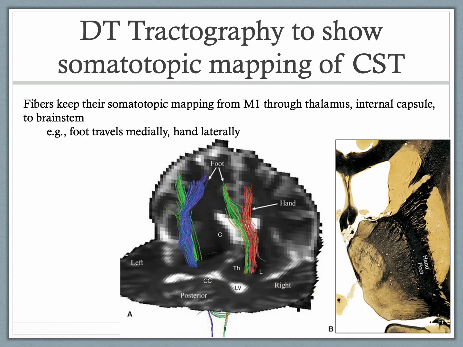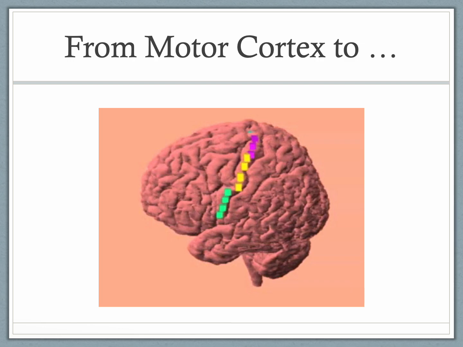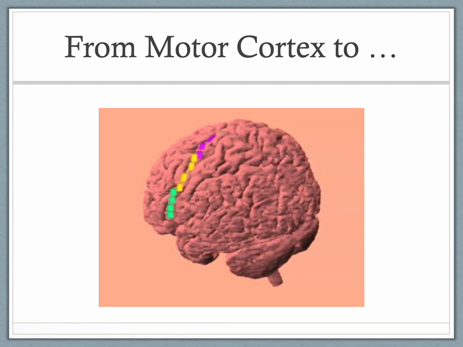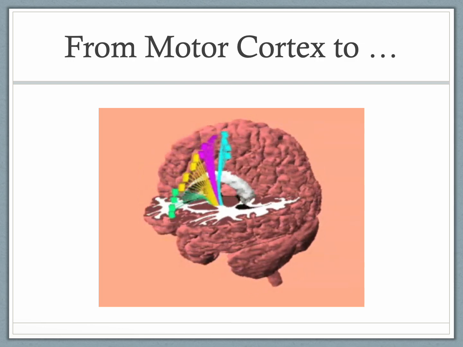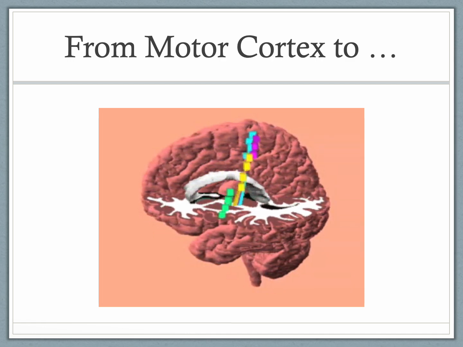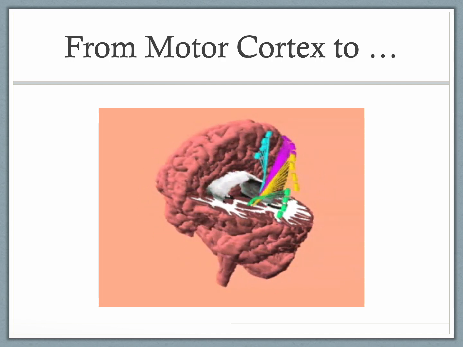DT tractography shows the somatotopic mapping of the CST. Fibers keep their somatotopic mapping from M1 through the thalamus and internal capsule to the brainstem. For example, the foot travels medially and the hand laterally. From motor cortex: hip, trunk, central sulcus, arm, hand, face, lips, lateral fissure.